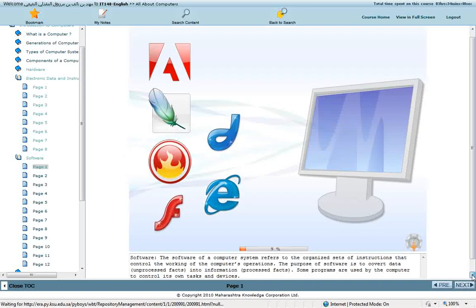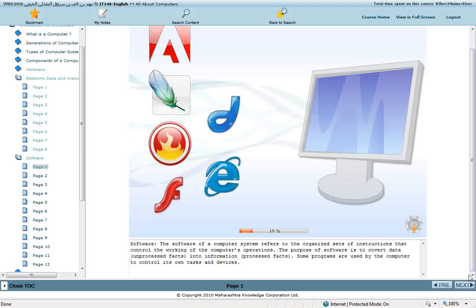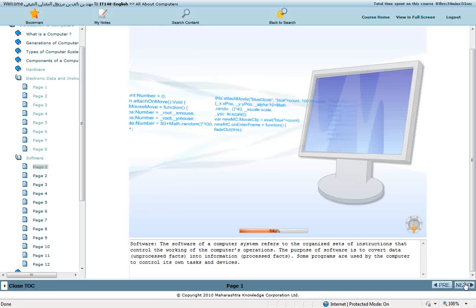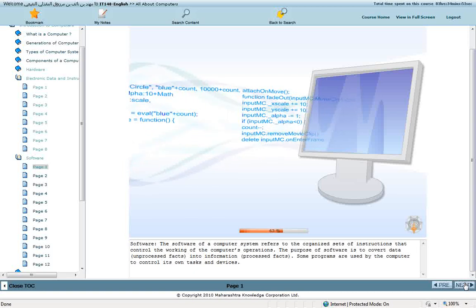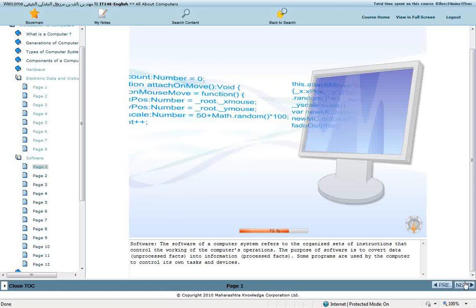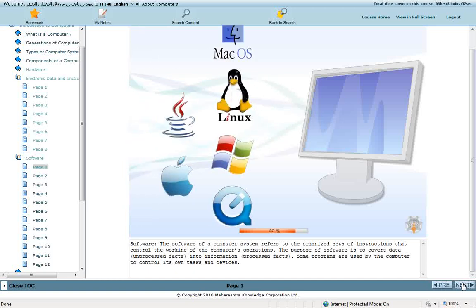Software. The software of a computer system refers to the organized sets of instructions that control the working of the computer's operations. The purpose of software is to convert data, unprocessed facts, into information that is processed facts. Some programs are used by the computer to control its own tasks and devices.